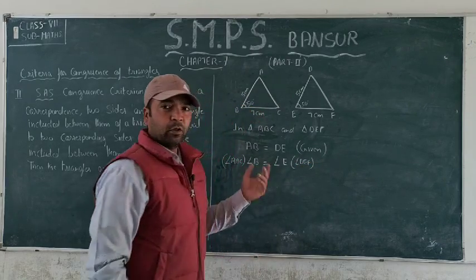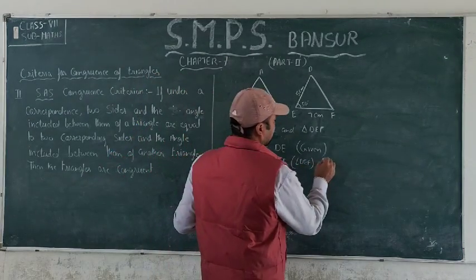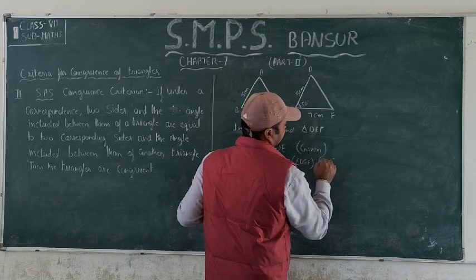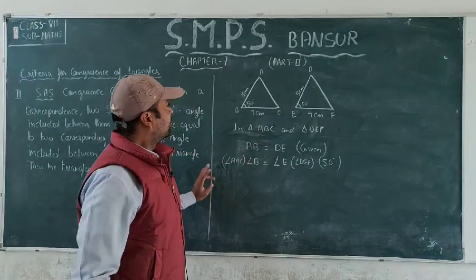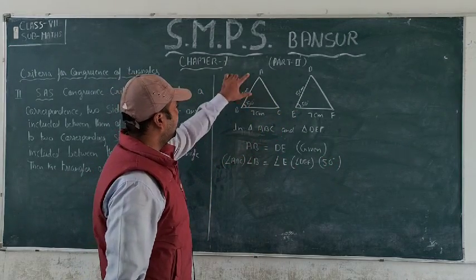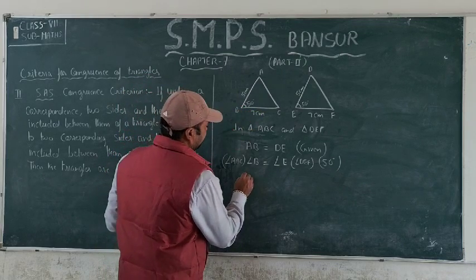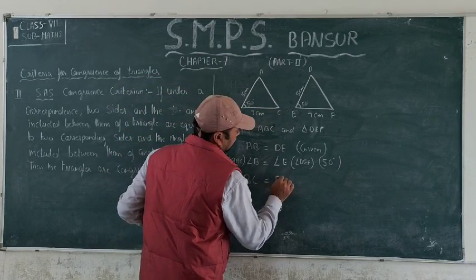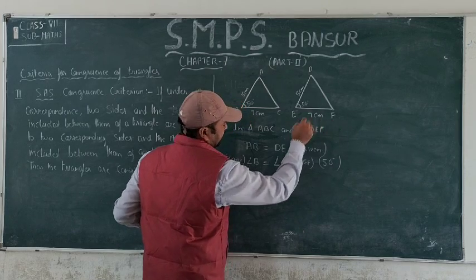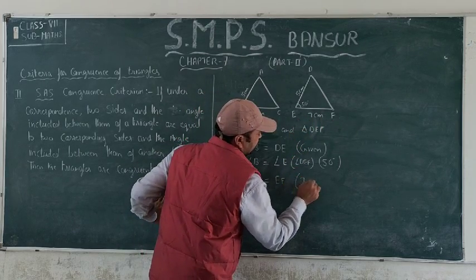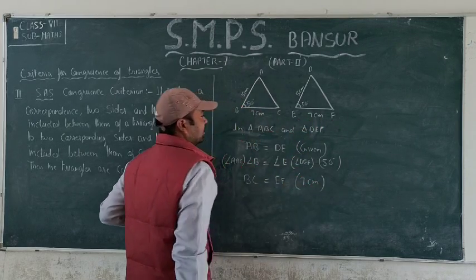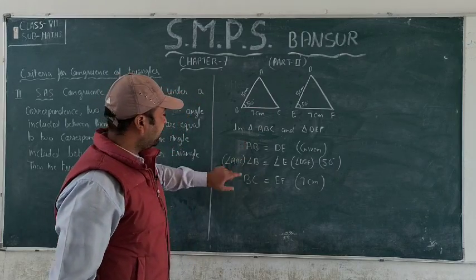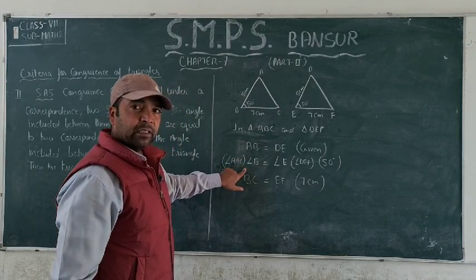Why are they equal? Because their measurement is given, that is 50 degrees. Now the third side BC, here in this triangle ABC, BC is equal to EF in this triangle. Both measurements are 7 centimeters. So we can say that two sides and the included angle are equal.